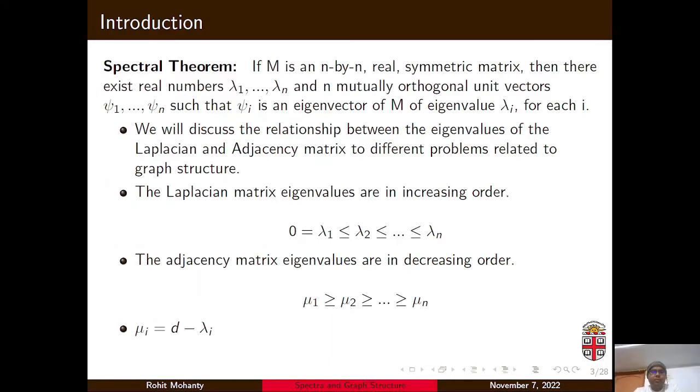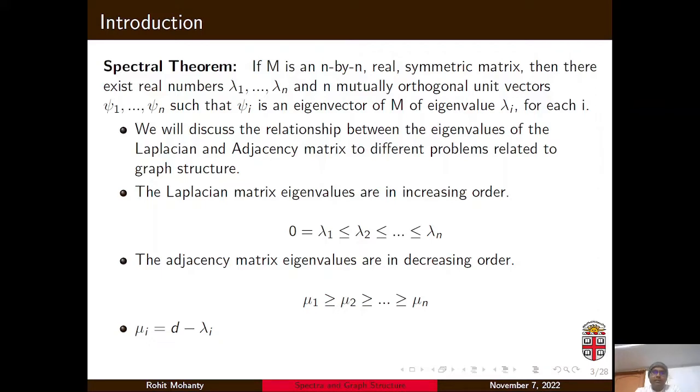As we all know, the spectral theorem states that if M is an n by n matrix which is real and symmetric, then there exist real numbers lambda 1 to lambda n and n mutually orthogonal unit vectors psi 1 to psi n such that psi i is an eigenvector of M of eigenvalue lambda i for each i.